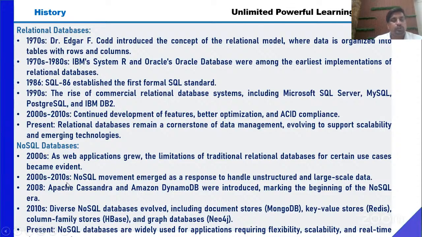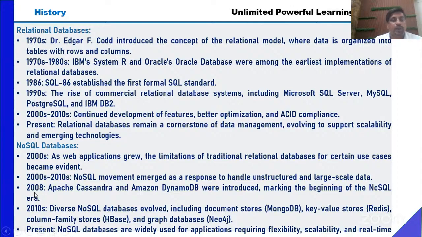So from 2000 to 2010, the NoSQL movement emerged as a response to handle unstructured and large-scale data. What is unstructured data? It may be XML data, JSON data, or textual data. JSON and XML we sometimes call semi-structured, but textual information is absolutely what we call unstructured data.